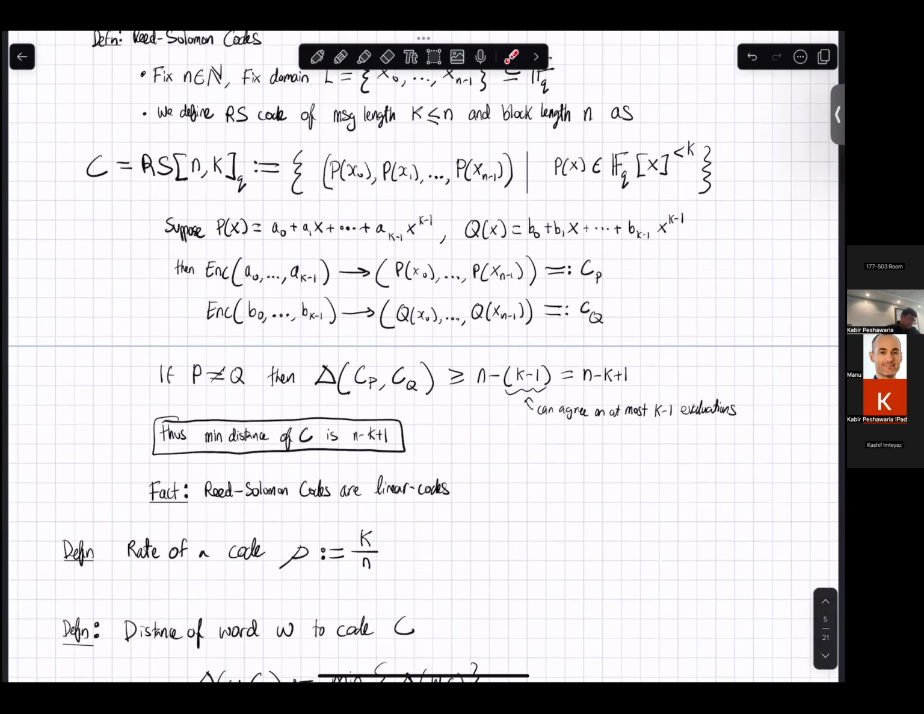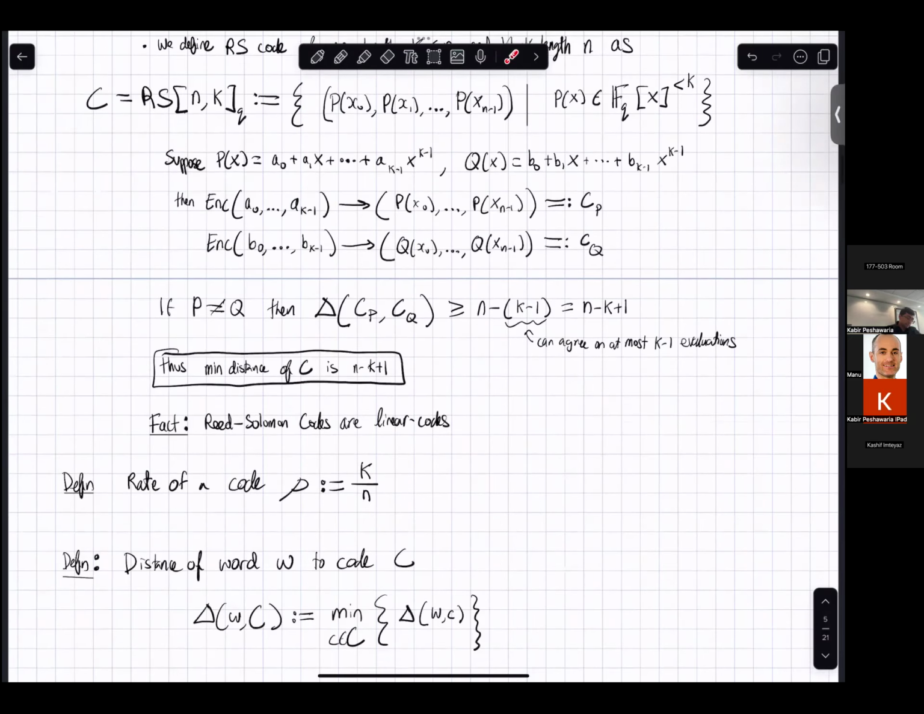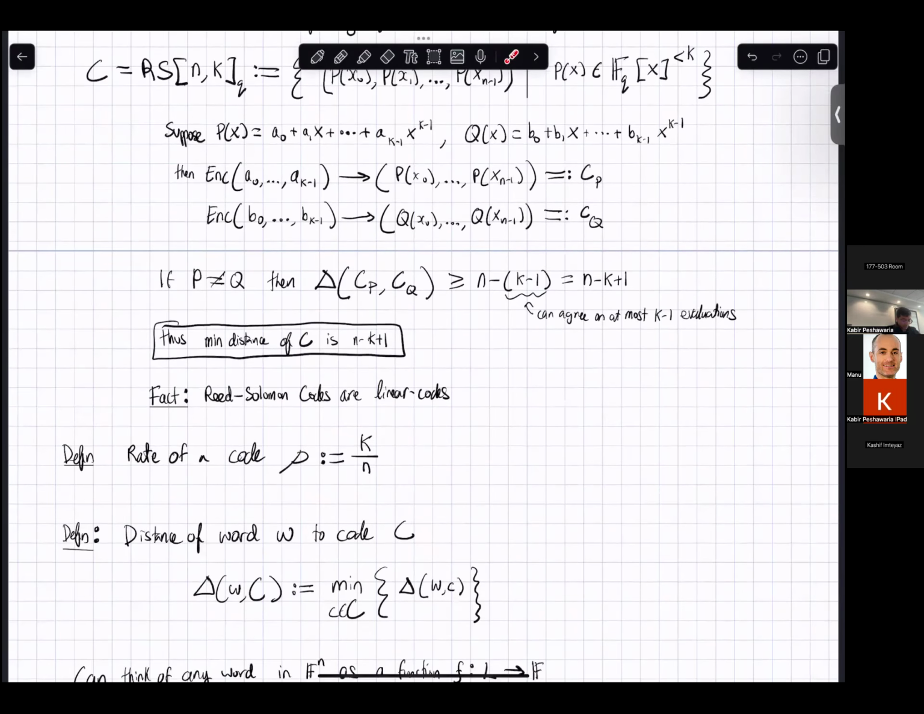We can define the rate of a code to be basically how much redundancy this code has. So, the dimension of the code over the dimension of the ambient space. If the rate is 1, that means there's basically no redundancy. If the rate is really low, that means there's a huge blow up from how big a message is to how big a code word is, but there's lots of redundancy.